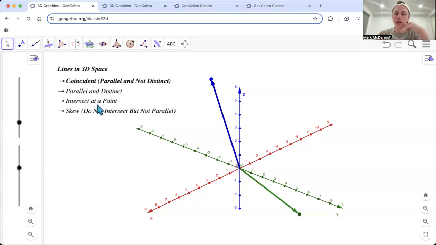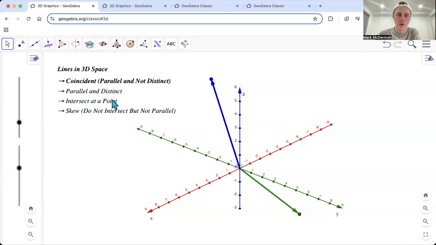You can have the option where they intersect at a point. And the final option, which is only possible in three dimensions, is that they're skew lines, so that they're not parallel, but they don't intersect. So similar to two dimensions, except this extra additional situation here.